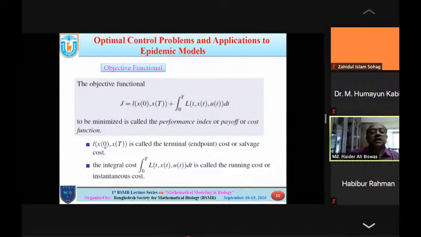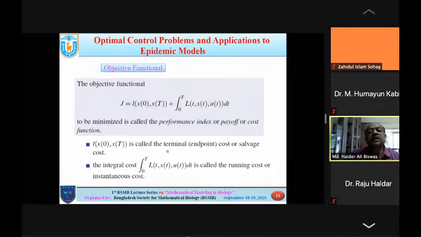The first part, L, is actually called the terminal cost function or the salvage cost function. And the second part, the integral cost, is actually called the running cost. So including these two parts is the standard Bolza type optimal control problem. But if one part is absent somehow, then the problem should have another name.